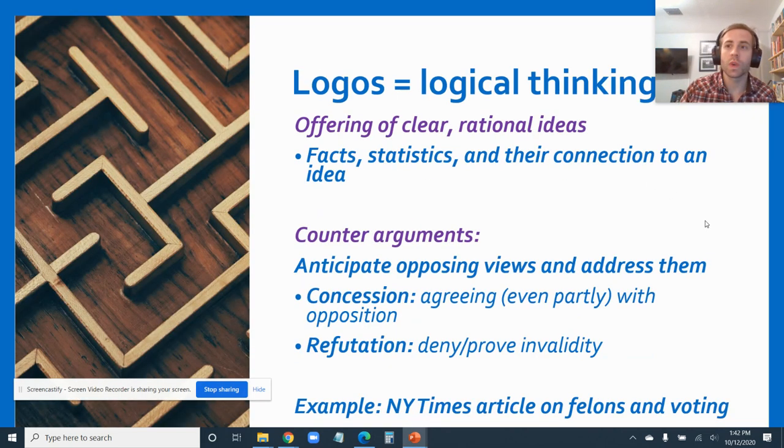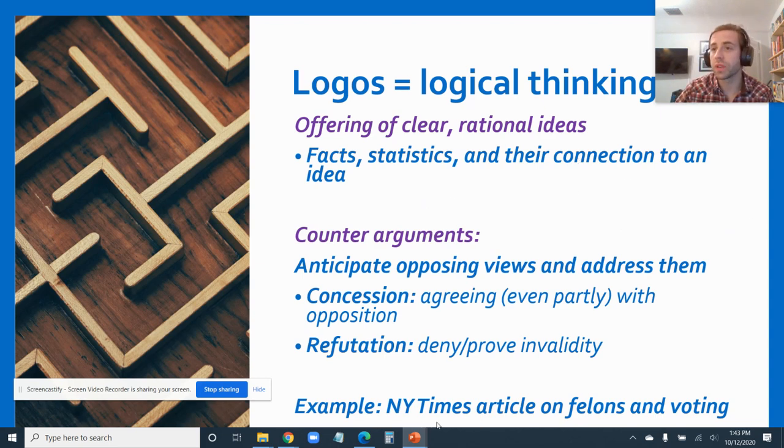All right. Next one is logos. And logos basically equates to logical thinking or reasoning, right? It's the offering of clear, rational ideas to take your audience and lead them by the hand from point to point to point and say, like, here, this connects to this, which connects to this, which connects to this, by presenting facts and statistics and connections.